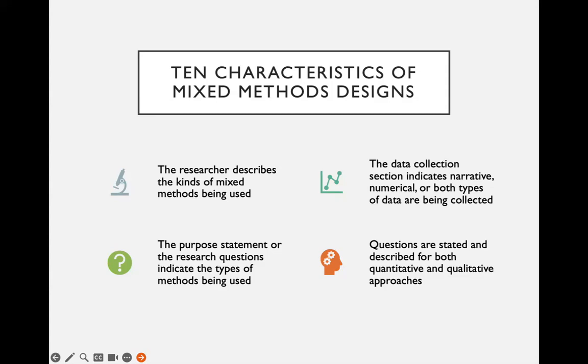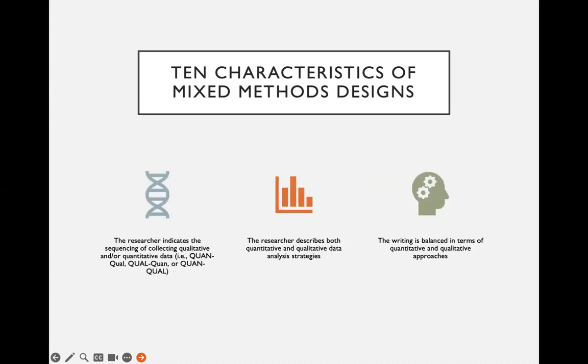So there are 10 characteristics of the mixed method. The researcher describes the kind of mixed method being used. That's very important. The purpose statement or the research questions indicate the type of methods being used. The data collection section indicates the narrative, numerical, or both types of data that are being collected. And you put that, of course, in the data analysis section. And questions are stated and described for both quantitative and qualitative research approaches. Further, the researcher indicates the sequencing of collecting qualitative and/or quantitative data in a mixed method.